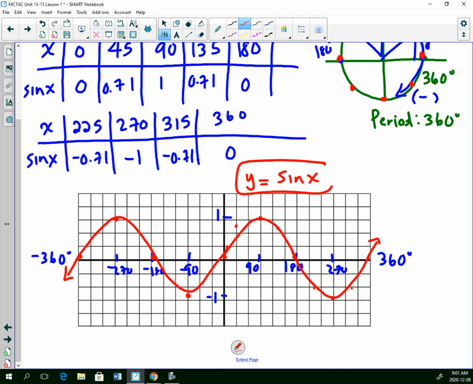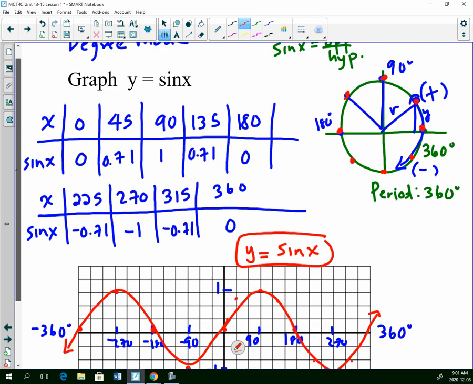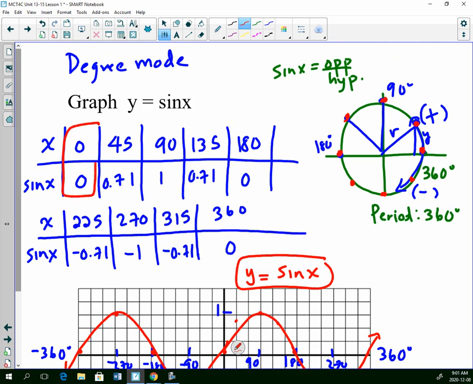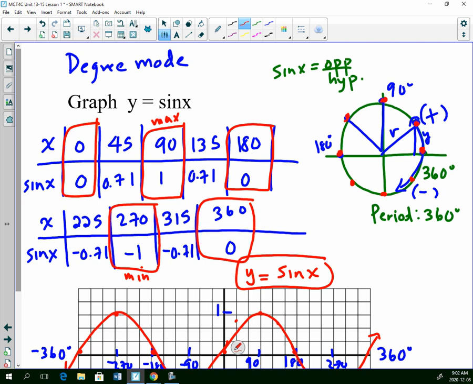When we talk about critical points, when we are going to transform it, these are the points that give it its shape. So (0, 0), (90, 1), (180, 0), (270, negative 1). So (0, 0) is the start, (90, 1) is the maximum point, 180 is back to 0, (270, negative 1) is the minimum point, and then 360 goes back to 0. So this is the minimum point of the graph. This is the maximum point of the graph.